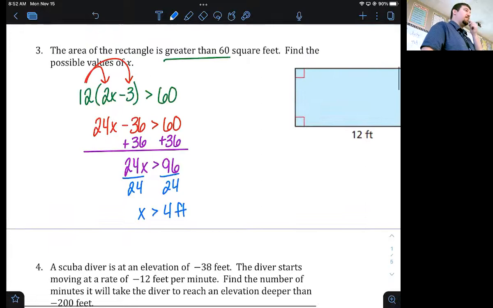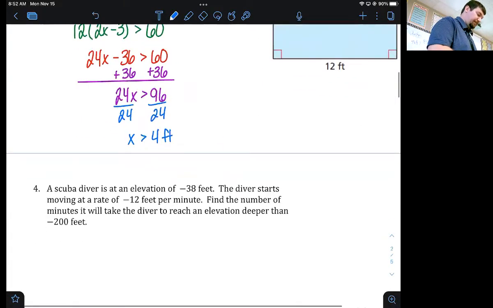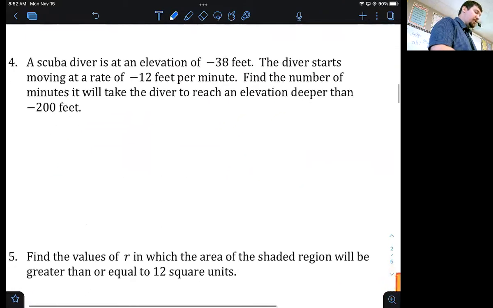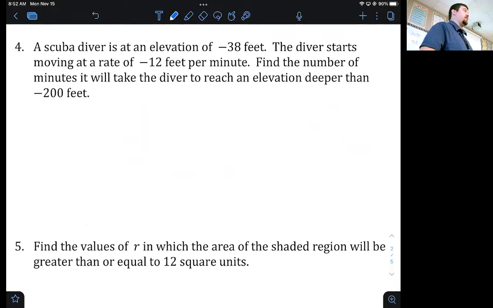All right, any questions on 1 through 3? All right, let's do 4 through 7 on the backside. You might remember this problem from one of the homework questions we had on the Big Ideas homework. I can't remember if it was the 4.4 homework or the chapter 4 review from Friday. I think it's 4.4, so you would have already done it. But did you do it correctly? We'll find out. A scuba diver is at an elevation of negative 38 feet.